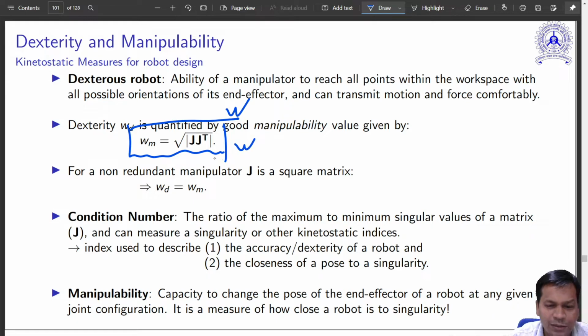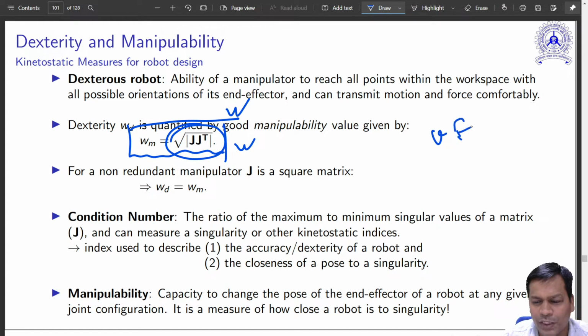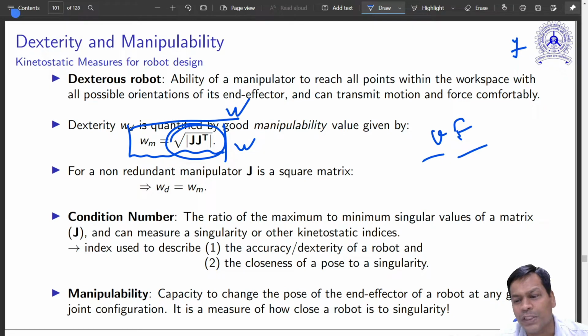Mathematically also, apart from the physical meaning we saw as velocity and forces, JJ transpose has some meaning, but that will come later on. What we want to do now is this index, the condition number, which shows how near this value is to being singular. If a matrix becomes singular, that means you cannot apply any force in some direction.